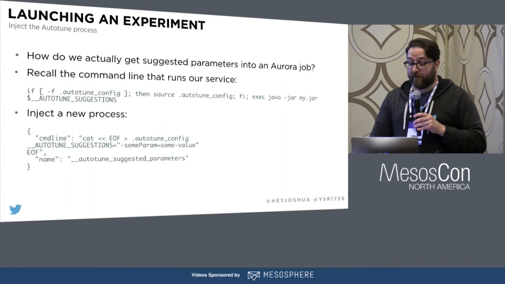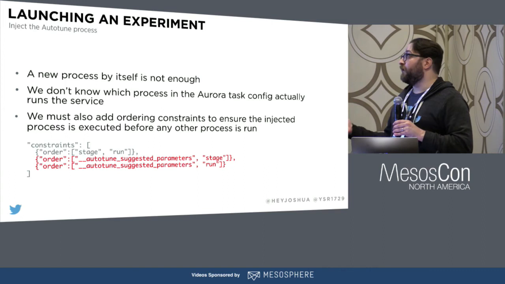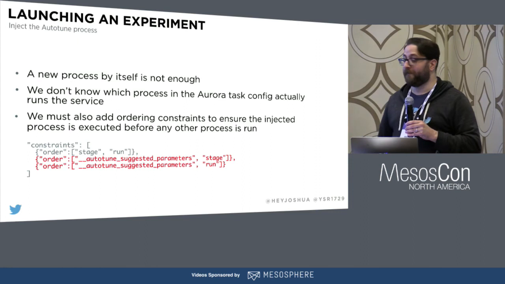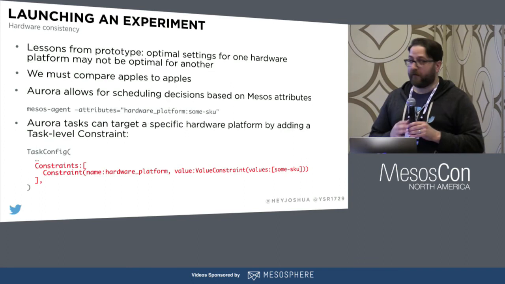But the process by itself is not enough because we need to make sure that that runs before all of our other processes, otherwise we won't know that they've picked up those settings. So we also inject some constraints that guarantees that our process runs first.